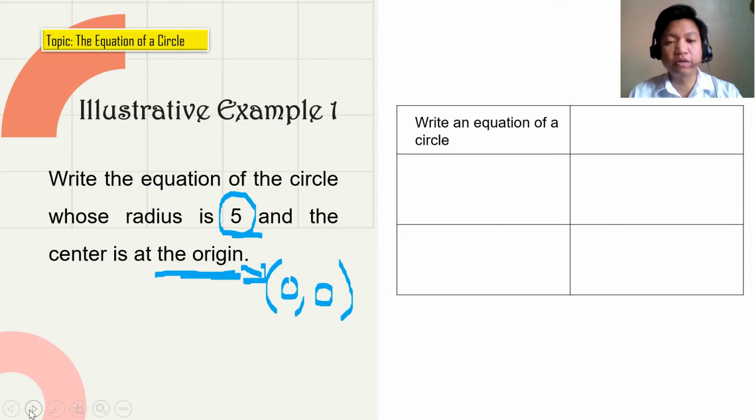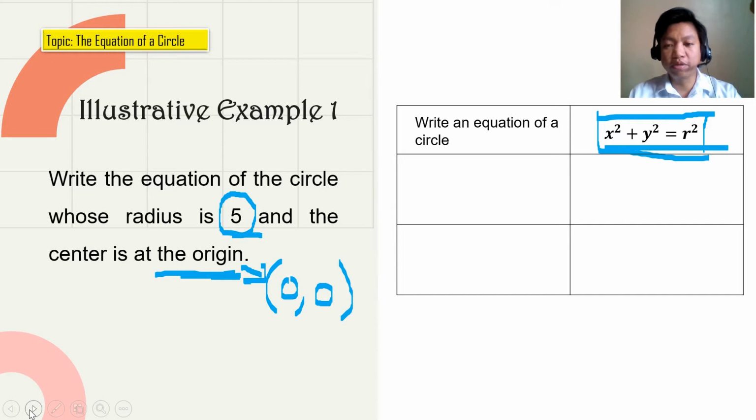Okay, so first is to write an equation of a circle. So, ang hinahanap natin is the equation of the circle. So, ang gagamitin natin is this equation. Ayan. So, nagpakita ako kanina ng tatlong klase ng equation. So, yung standard form of a circle, at kasama yun doon, at saka yung general. So, ito ngayon ang ginamit natin. It is because ang center kasi natin is the origin.